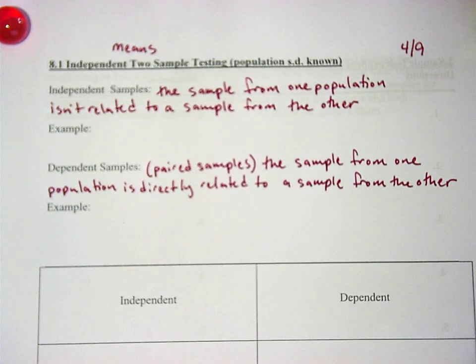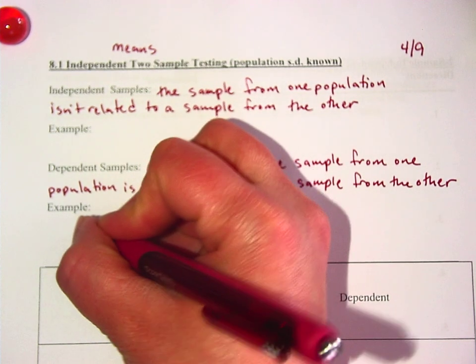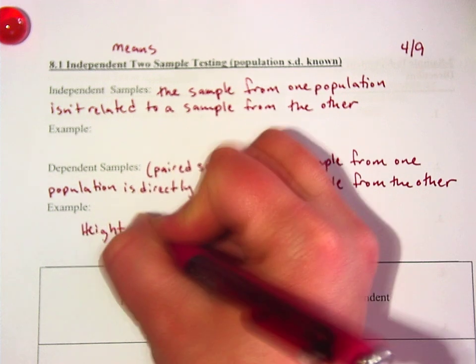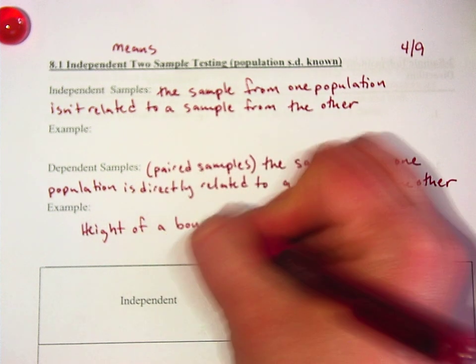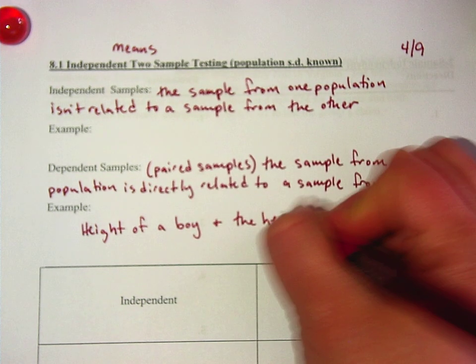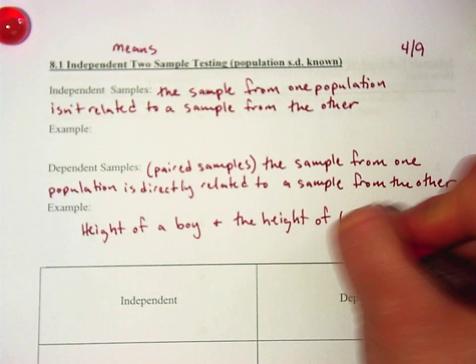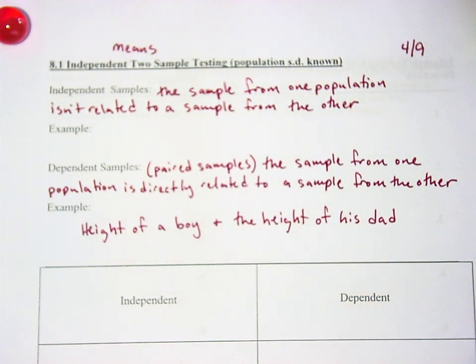So, for example, let's say that we were looking at the height of a boy and the height of his dad. We're not assuming that these things are related to each other, as in one definitely affects the other, more that one is connected to the other.